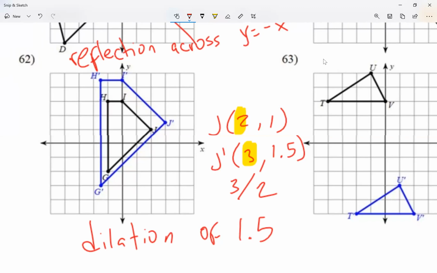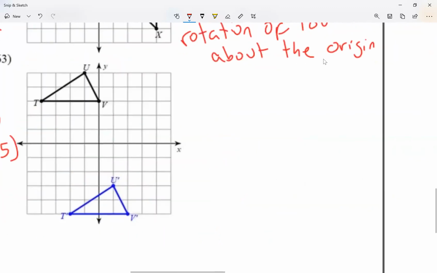I expected my scale factor to be more than 1, so 1.5 sounds about right. I used the X values. If you would have used the Y values, 1.5 divided by 1, you get the same thing. Again, you have choices, the X values or the Y values. Start with the number from the prime. Cool, that was easy. Let's take a look at number 63.